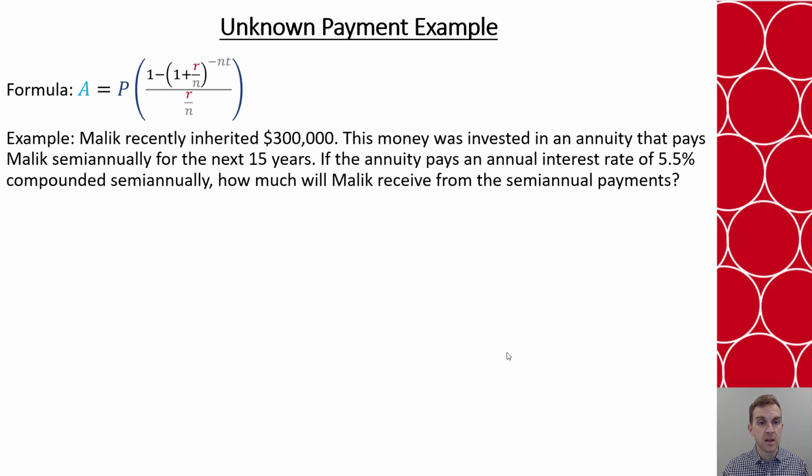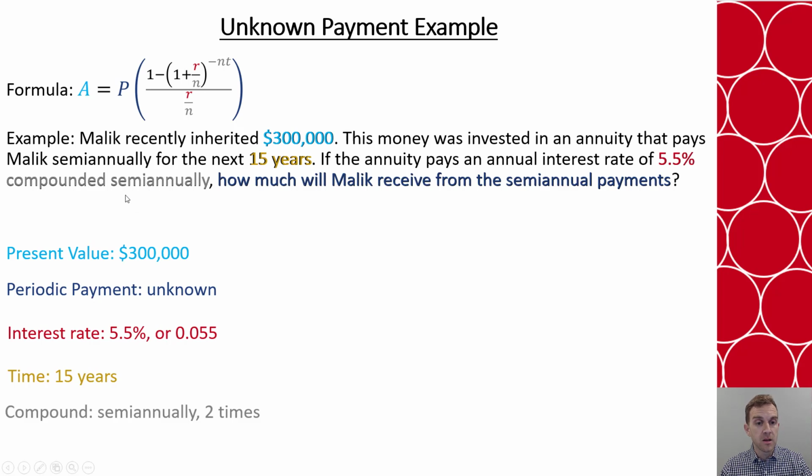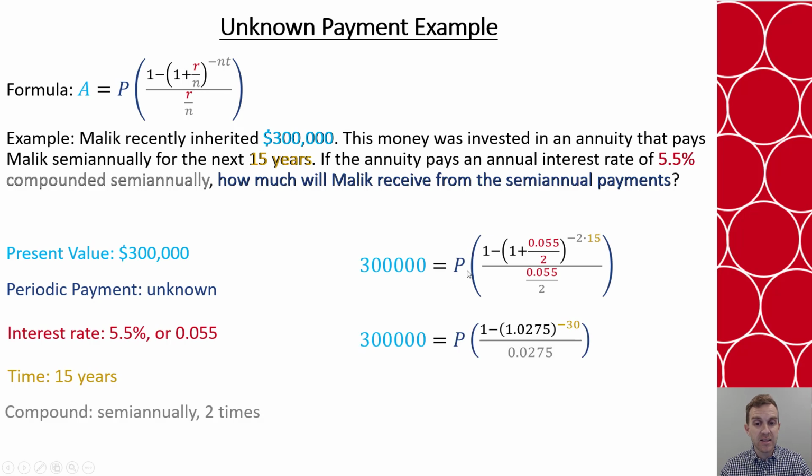So here, we know the amount that's there, the lump sum. It's $300,000. What we don't know is how much Malik will receive in each of those payments. We know the interest rate is 5.5% or 55 thousandths. We know that's going to happen for 15 years and that we're going to compound semi-annually. That's twice a year. So again, we're going to substitute in all our values, and in this case, we're solving for P.